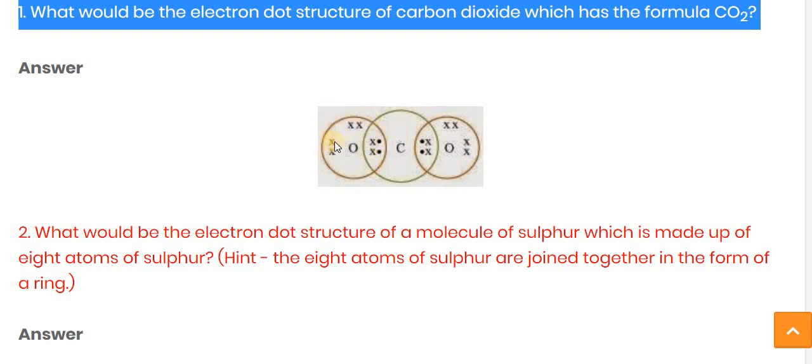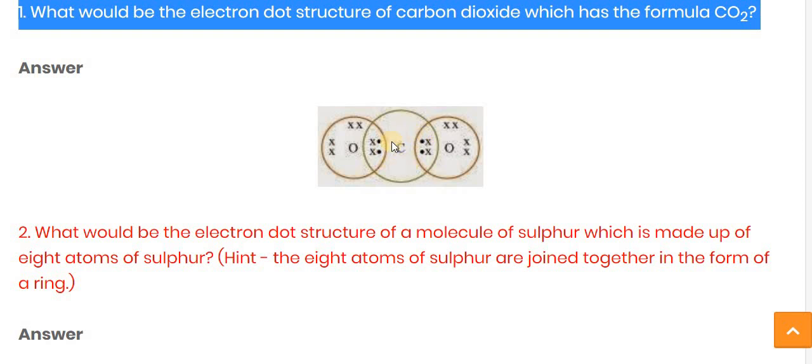Here you can see it is denoted by the cross: 1, 2, 3, 4, 5, 6. And again 1, 2, 3, 4, 5, 6. So each oxygen requires 2 more electrons. These 2 electrons are shared by the carbon, and by this the oxygen is satisfied in its outer orbit.